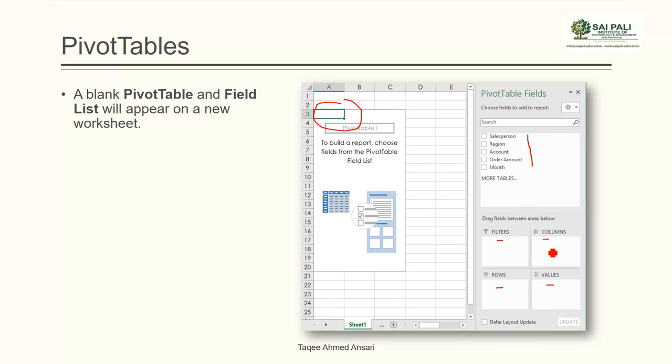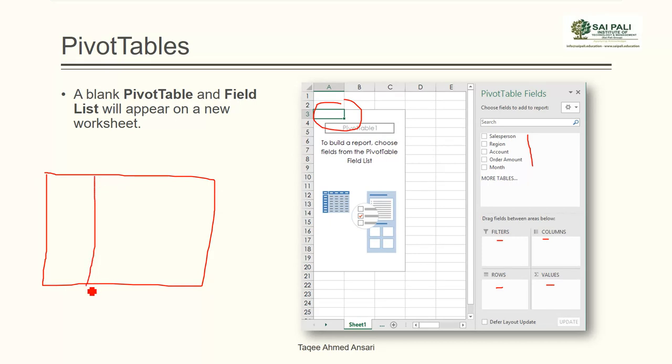Fields like filter, columns, values, and rows. That means the columns will appear like here. Suppose this is your pivot table. So the columns will come here, and in the columns the rows will be there. So you have to select what data you want to show in rows, what data you want to show in columns, and what you want to use for value.